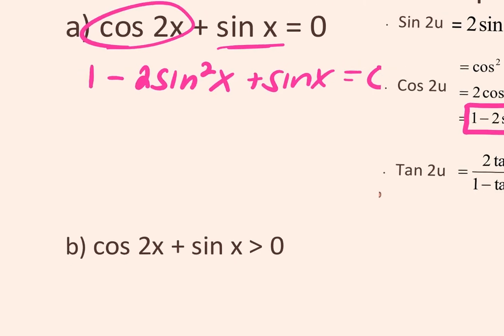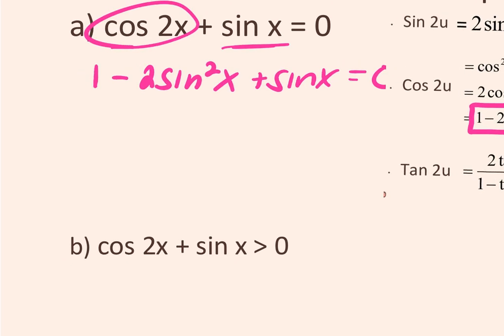So you can choose. I could move everything to the right-hand side to keep my sine squared positive, or I could multiply by -1. You could factor with a negative squared term, which would be yucky, but you could do it. I would rewrite it like 2 sine squared x minus sine x minus 1 equals 0. So I just multiply everything by -1.